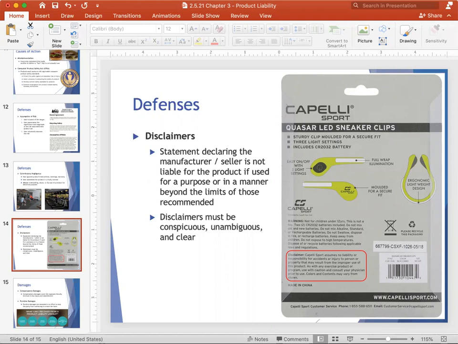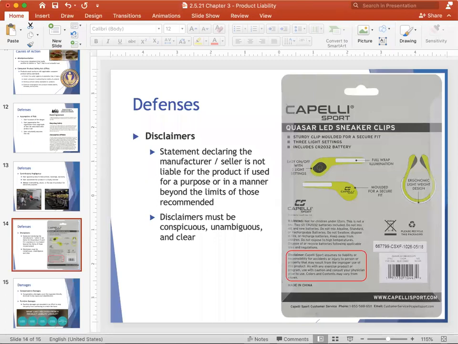I actually have this product. It is a clip that will attach to the back of your shoe and it lights up. So it's great if you're ever walking or running outside at night. And on this product, you'll see the disclaimer that there is no liability or responsibility for accidents or injuries to person or property that may result from the improper use of the product. So once again, disclaimers heavily associate with misuse. It's just a blanket statement: use it appropriately or else you're going to be liable.